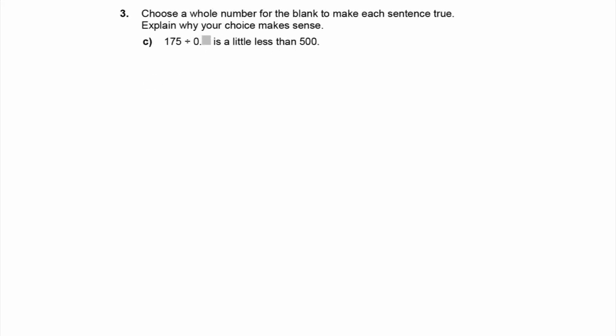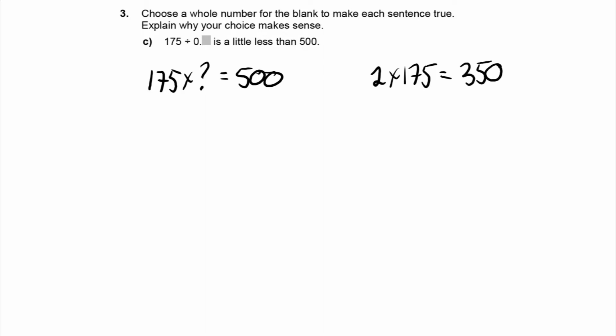175 divided by some decimal is a little less than 500. So I'm going to use that same approach and say, well, 175 times what number will get me to 500, or get me close to 500? I'd start maybe guessing 2. So what's 2 times 175? Well, 2 times 75 is 150, and then 2 times 100 is 200. So that would give me 350. That's a little bit low, so that's not quite where we want to be.